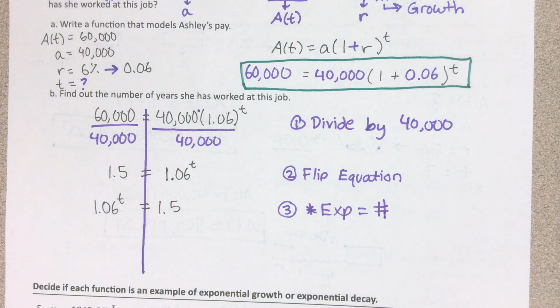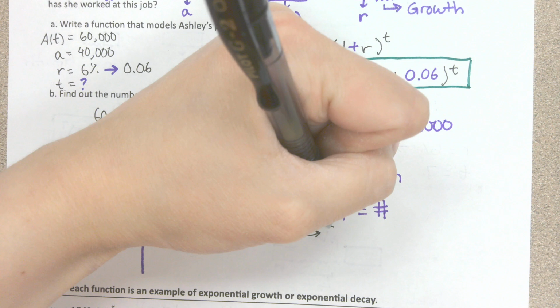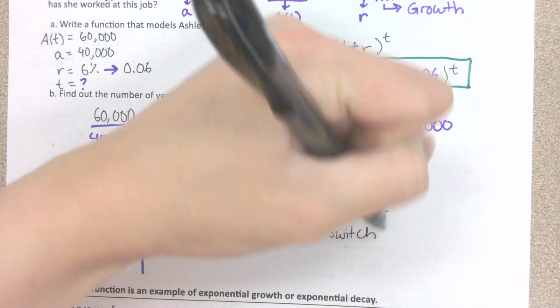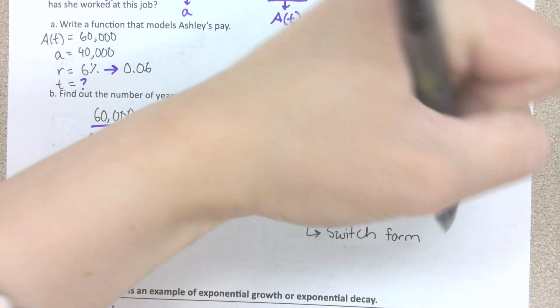Exponential equals number. There are 2 ways to solve an exponential. Option 1, get the same base. Anyone want to give that a shot? Didn't think so. Option 2, what is it? What'd you say? Turn it into a log. We switch the form. Switch form and solve.